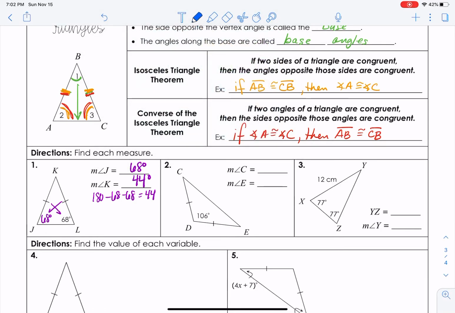For number 2, this is the vertex angle, or the non-adjacent. That means that C and E are congruent. So to do that, we say 180 minus 106, and then that is divided by 2 to give us C and E. So that gives us 37 degrees each. Because I know that whatever 180 minus this, whatever it is, I have to divide it in 2 for these two angles.